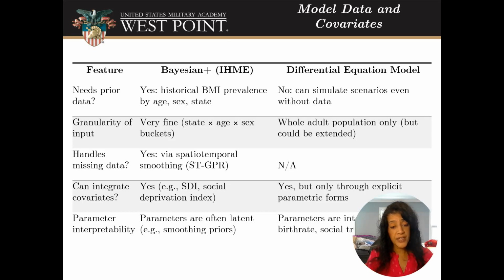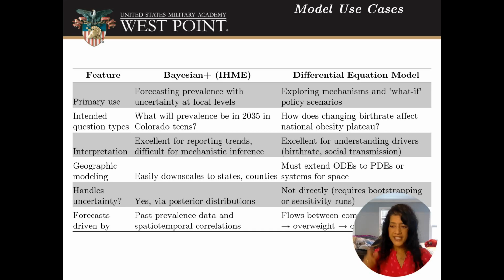The Bayesian model integrates covariates much better, but the differential equation model can only do so through parametric forms. What I call parameters, those are the weights in the Bayesian model. Those are more difficult to interpret, but the differential equation model has mechanistic meaning. For example, birth rate, we all know what that is. I can go to the census data, pull that number, it has meaning. This is the most important difference between these two models.